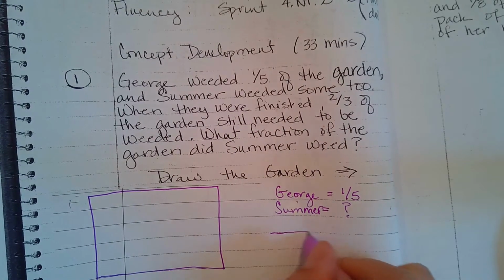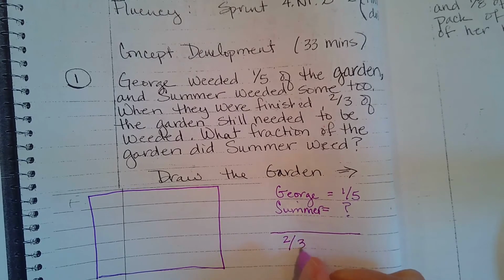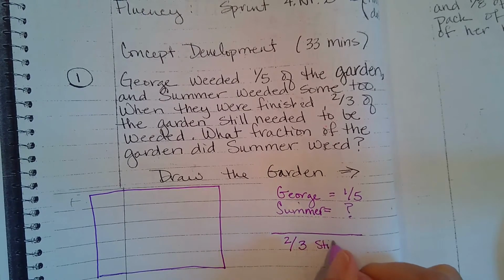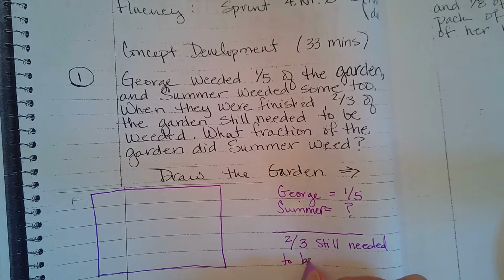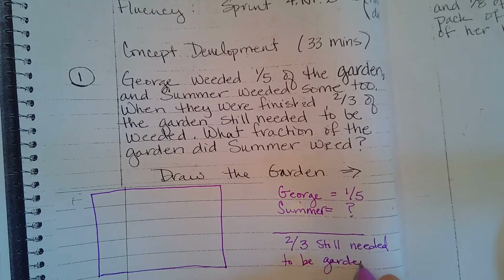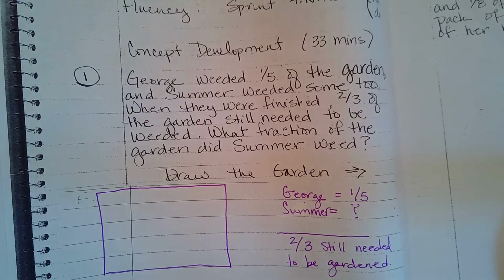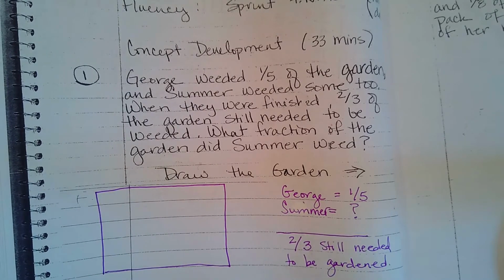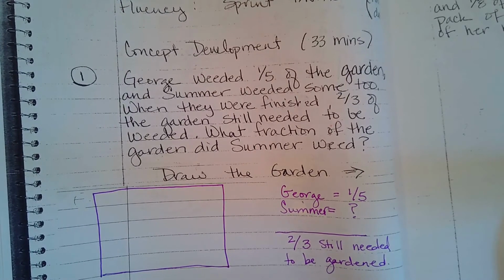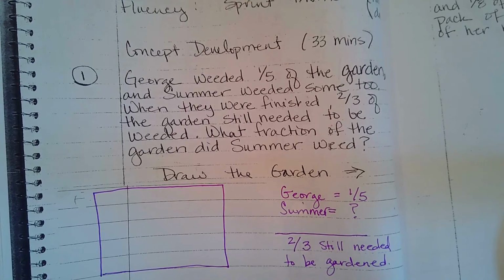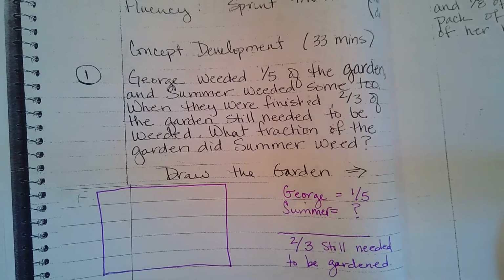So at the end, 2/3 still needed to be weeded. What fraction of the garden did Summer weed? So that's what we don't know. So what we're going to do is break this garden up. Now, we know that we have 1/5 and we have 2/3, right? These are our two fractions we're working with, correct?